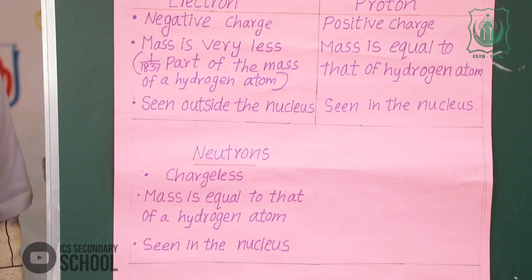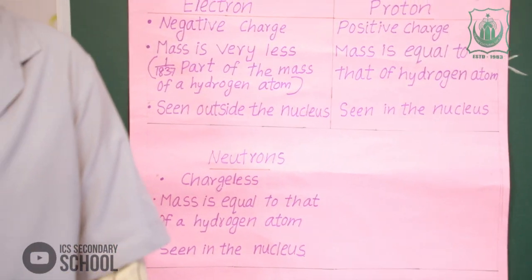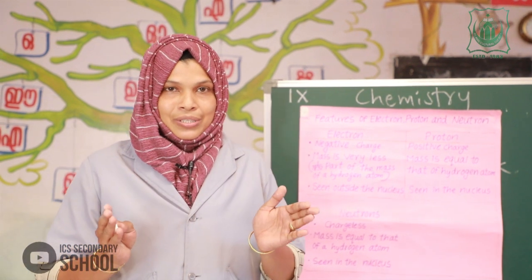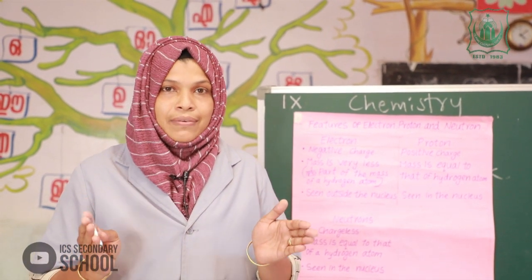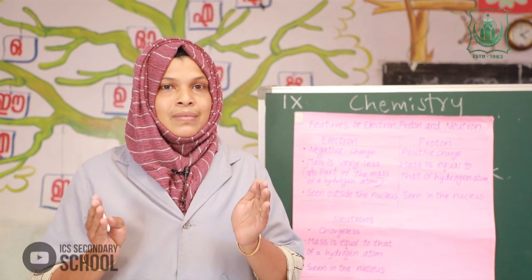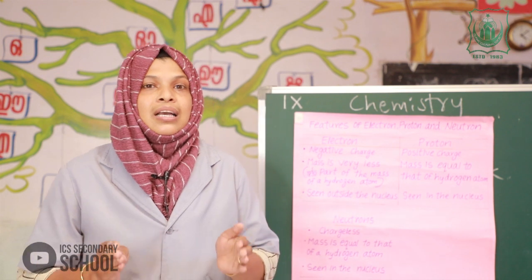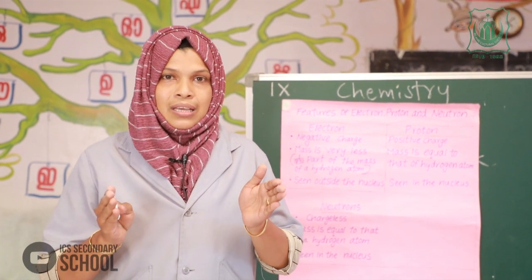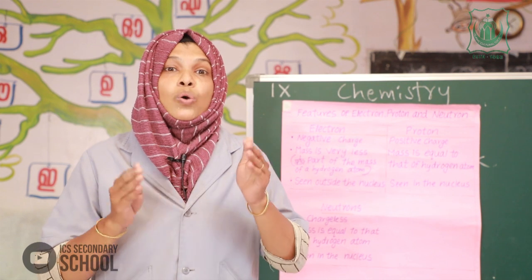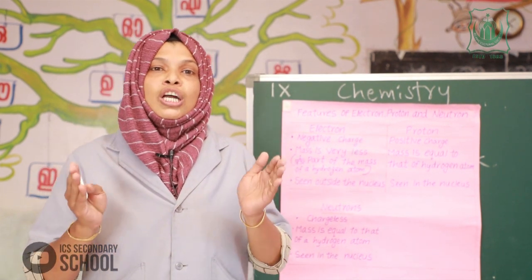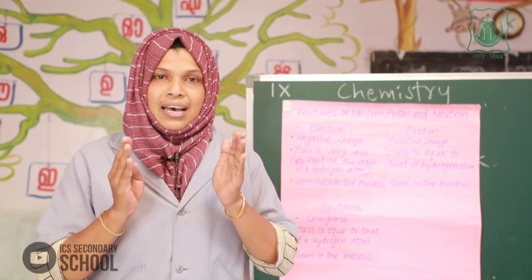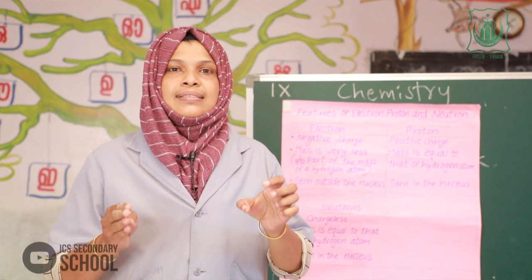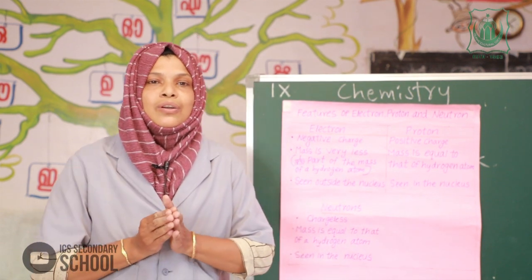Can you tell me what the features of proton, electron and neutron are? Proton: its charge is positive, mass is equal to that of a hydrogen atom, and it is seen in the nucleus. Electron: its charge is negative, mass is very small, and it is seen outside the nucleus. Neutron: chargeless, mass is equal to that of a proton, and it is seen in the nucleus.